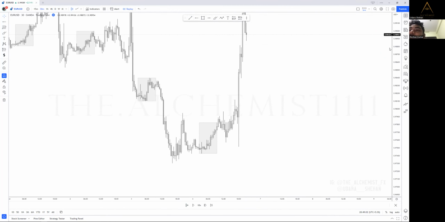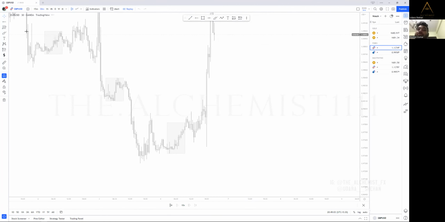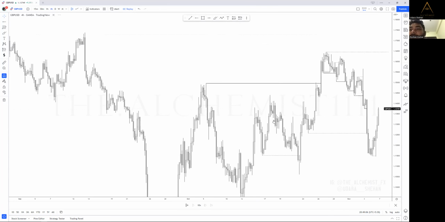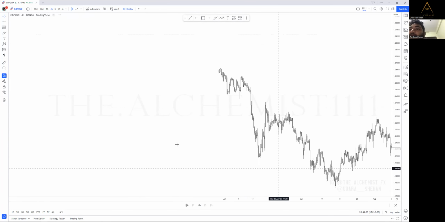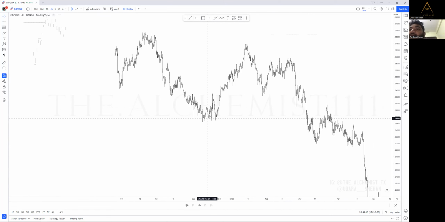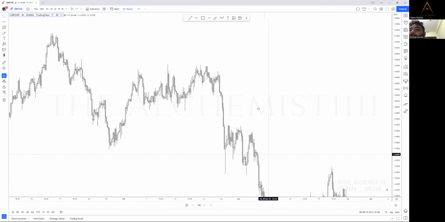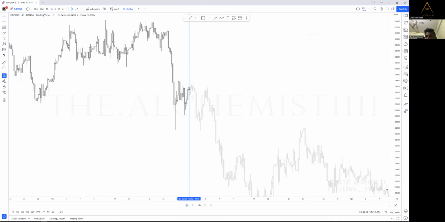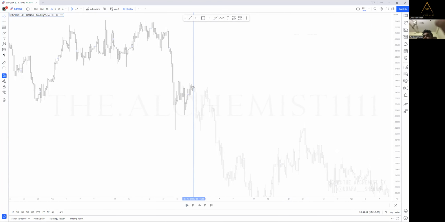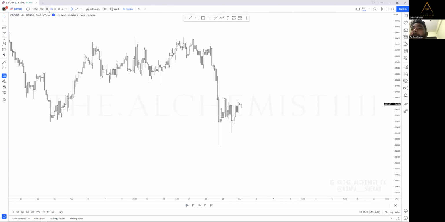So I'll show you more examples. Let's see. Go to GU. Like remember, we're not gonna just focus on every single pair. Okay, it'll be EU, GU, and gold. Those are the pairs that I trade. Okay, so I'll show you. Now look at this one. We have a nice example in here. Okay, look at this. If you go to lower time frame.